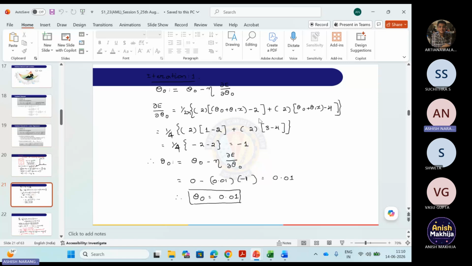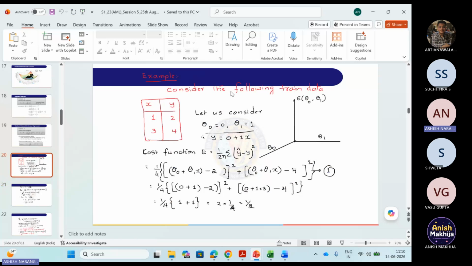Let's look at it once again. Theta 0 is equal to theta 0 minus eta times the partial derivative with respect to theta 0. First thing that you do is just compute this term. What is the cost function? This is in front of you, right? Use this cost function: theta 0 plus theta 1 x minus 2 square, theta 0 plus theta 1 x minus 4 square. This is my cost function. Now you do a partial derivative with respect to theta 0.